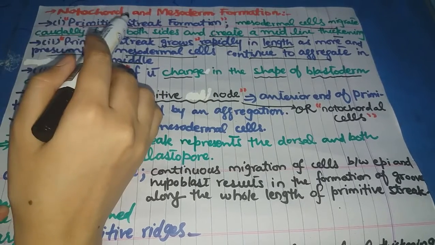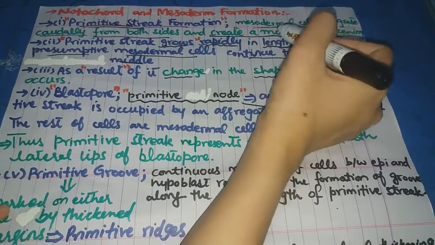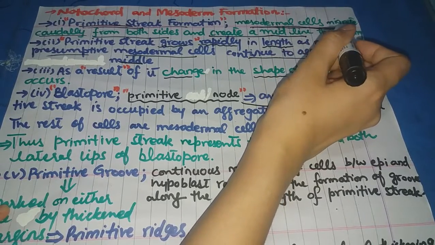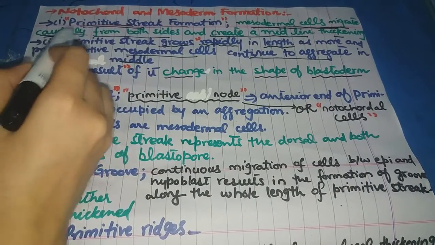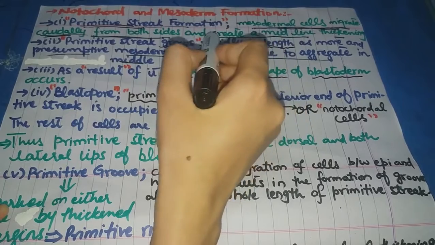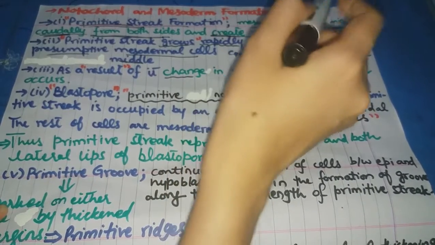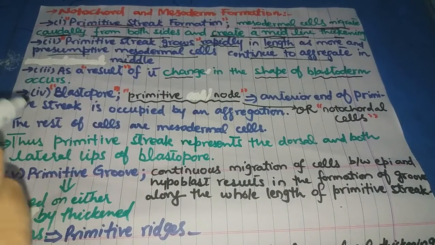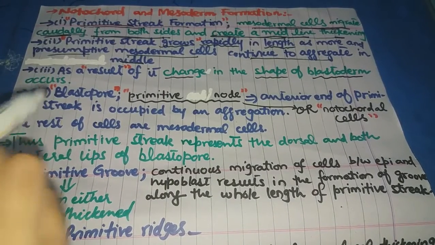So first of all, the first step in the notochord and mesoderm formation is actually the formation of the primitive streak. How does this form? In the case of chick, mesodermal cells migrate bodily from both sides, that is the left and right, and create a midline thickening. Now that thickening is actually the primitive streak.